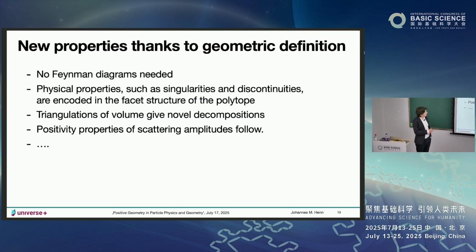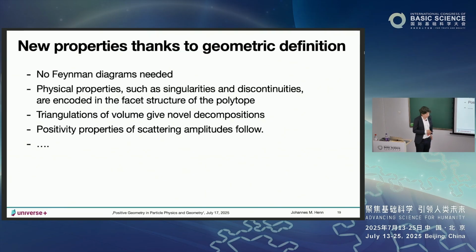As such, it, however, encodes physical properties in a very different way. So this polytope knows about the singularities and discontinuities of the functions. In fact, they're encoded in the facet structure of this geometry. Now, I said there's no Feynman diagrams, so somehow the amplitude is computed as this whole object, but then you can think of, for example, triangulations of a polytope to obtain new representations of Feynman diagrams. So totally different from this original formulation.